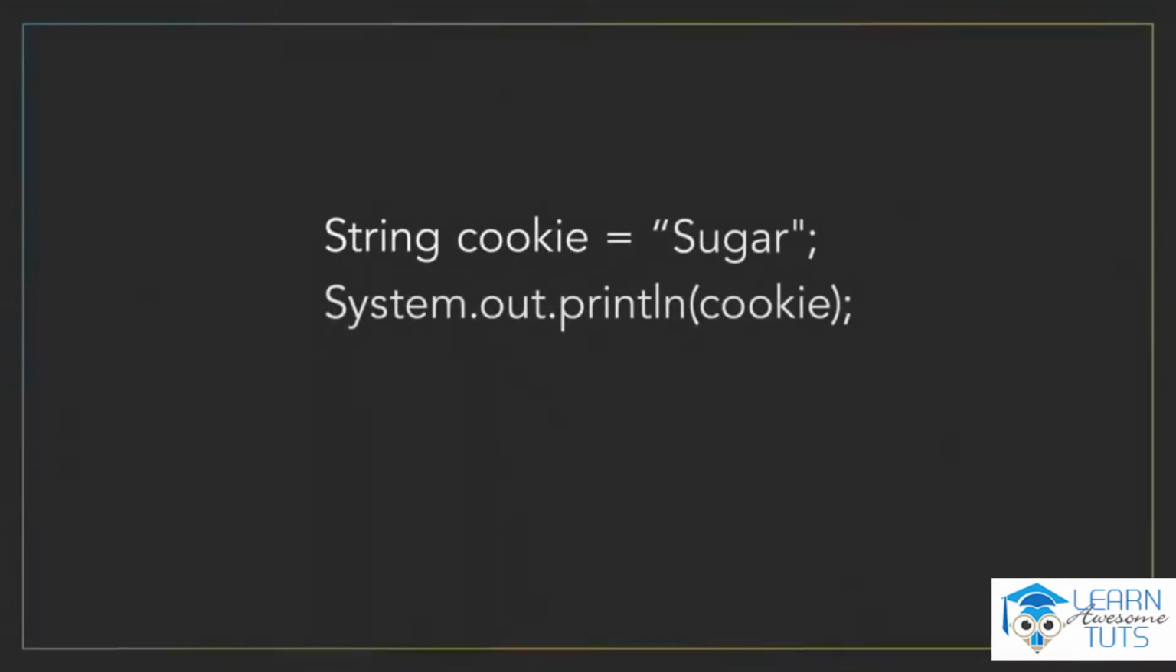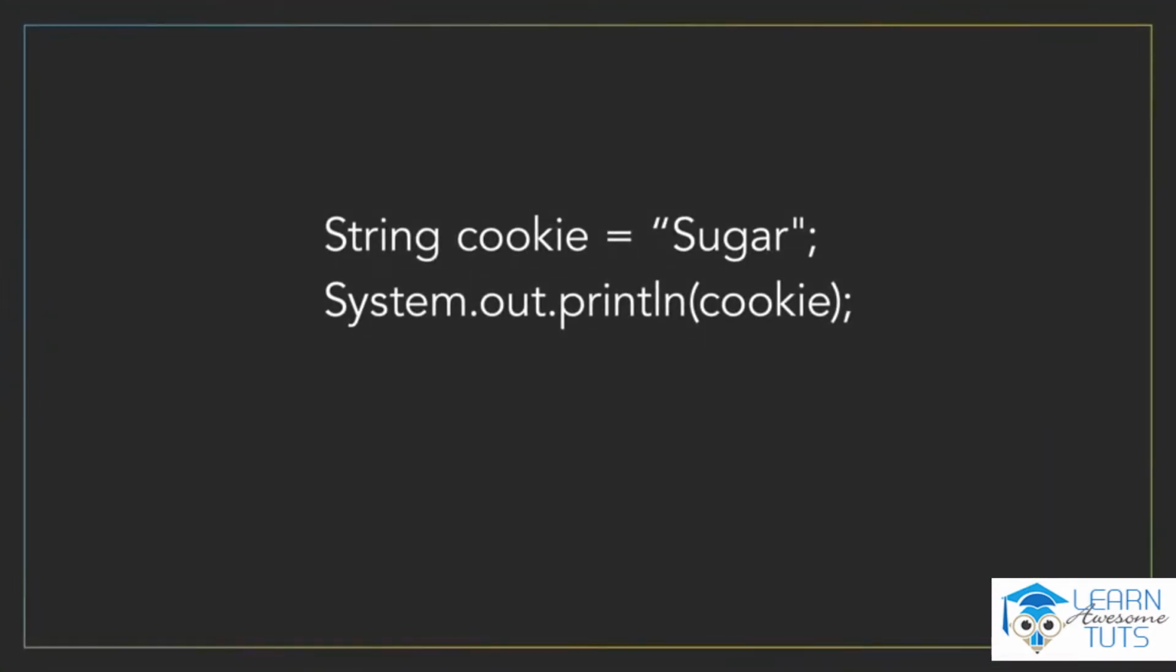Depending on the programming language that you're working with, variables can behave in different ways. Some languages require that you define your variables and their types before you can use them, like Java, C#, and C++. For example, if we want to store the name of a cookie in Java, we would have to first declare that it's going to be of type string, and then give our variable a name, cookie. When we run this code, we get sugar as our output.